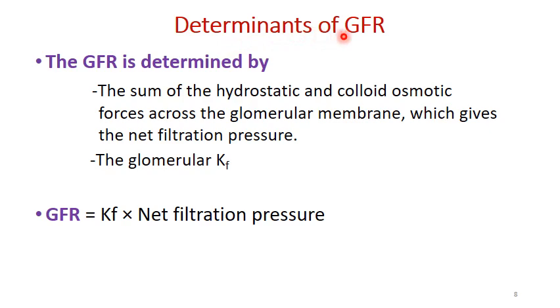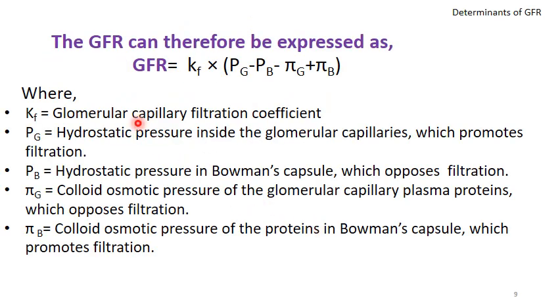Now, what are the determinants of GFR? GFR is determined by the sum of the hydrostatic and colloid osmotic forces across the glomerular membrane, which gives the net filtration pressure, and the glomerular filtration coefficient. So, GFR is equal to glomerular filtration coefficient times net filtration pressure. The GFR can therefore be expressed as Kf times (Pg minus Pb minus pi g plus pi b).